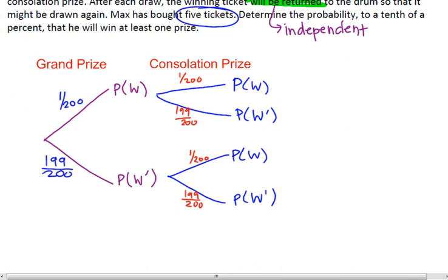Okay? So here, what situation is this very top one? What's the situation with this top part of the tree? To get there, he had to win the grand prize and then win the consolation prize. Crazy. Okay, so how do we calculate the probability of him winning both, the first and the second? And is a key word. How do we get that probability?